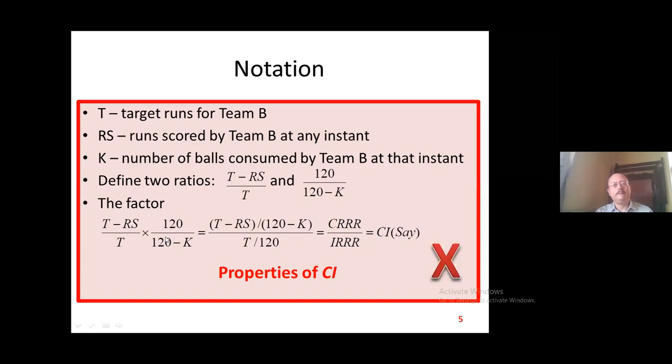As you can see, this is my X. This is my indicator for the required run rate. Basically, what I'm looking at is the current required run rate as a proportion of the initial required run rate, which I write in shorthand as CI.